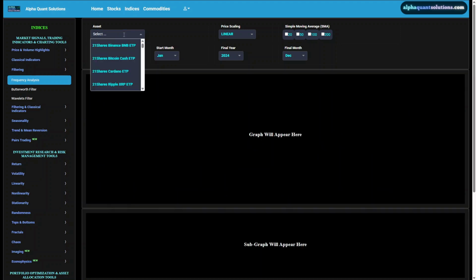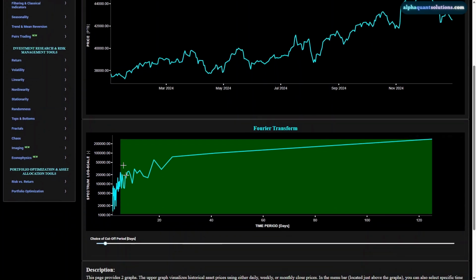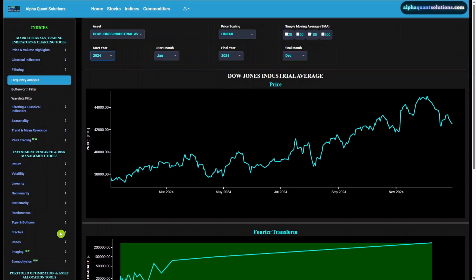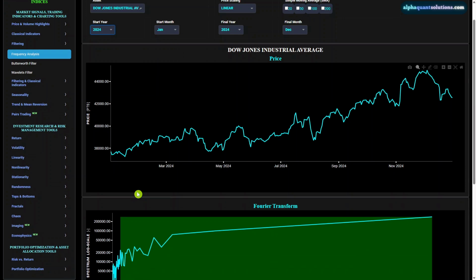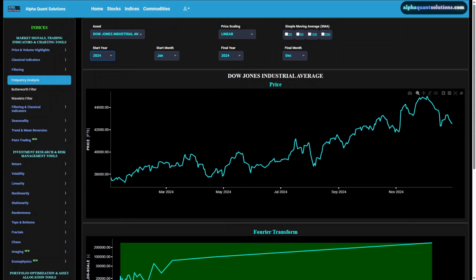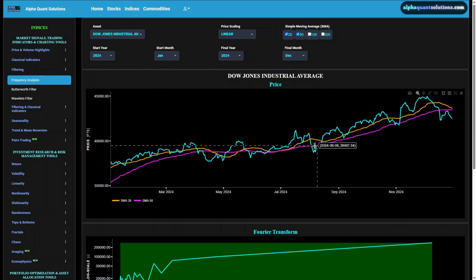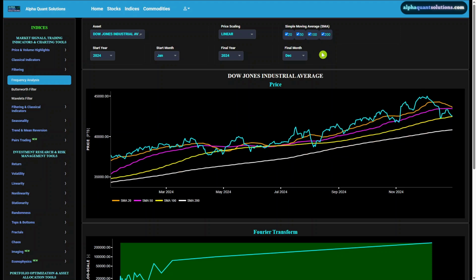Let's try another one. The Dow Jones, for instance, also for the year 2024. So 5 days also seems a good choice. So 4, 5, 6 days is something that we could consider to remove high frequency noise. On the top graph, you can also, if you want, superimpose simple moving averages: the 20 days in orange, the 50 days in magenta, the 100 days in yellow, or the 200 days in white.